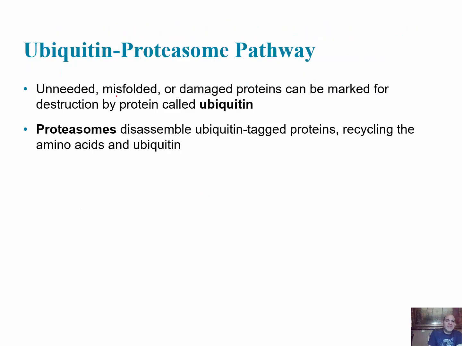And then if we need to get rid of proteins that are no longer needed or they're damaged, then we have a way of doing that. So that's going to be done by marking those proteins for destruction with a protein called ubiquitin. And once that's happened, then proteasomes, which are protein bodies, are going to help disassemble the ubiquitin tagged proteins. And when they do that, basically they're breaking down all of that protein into amino acids.